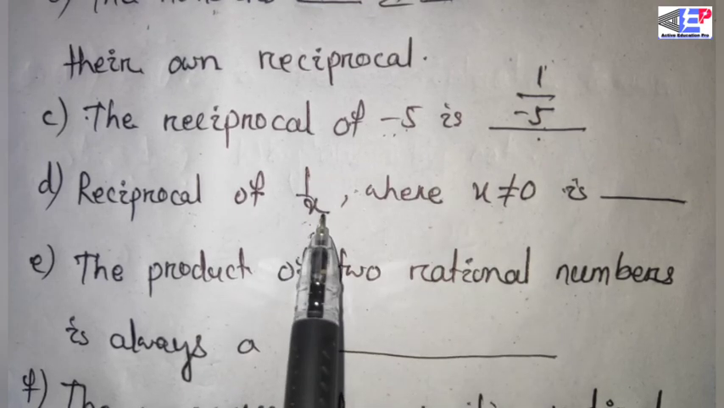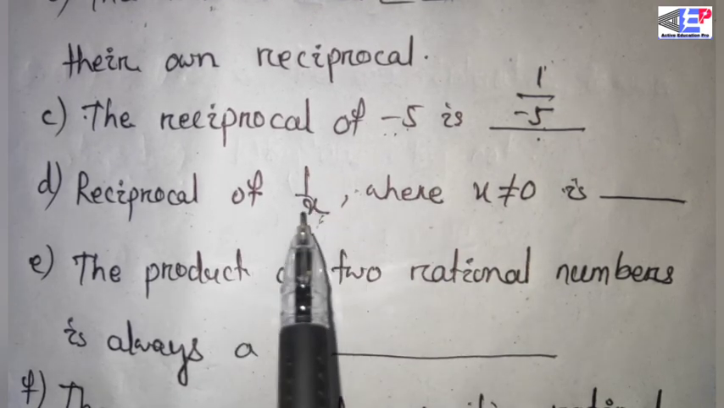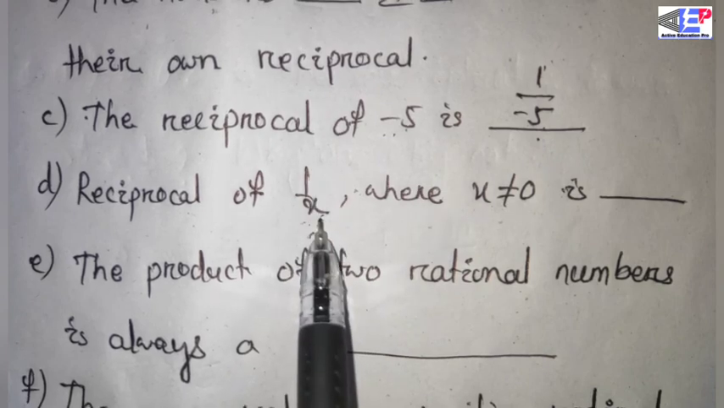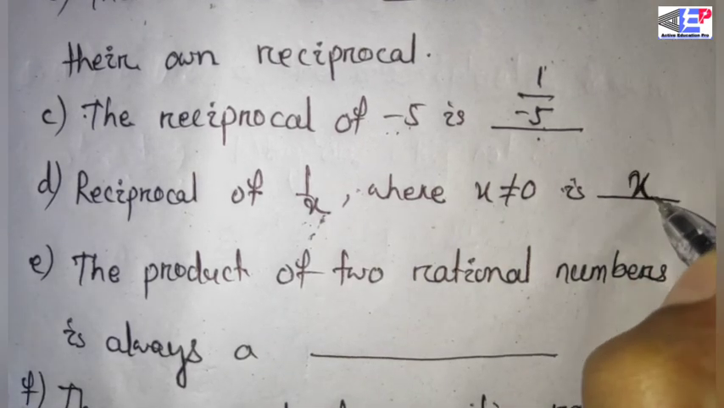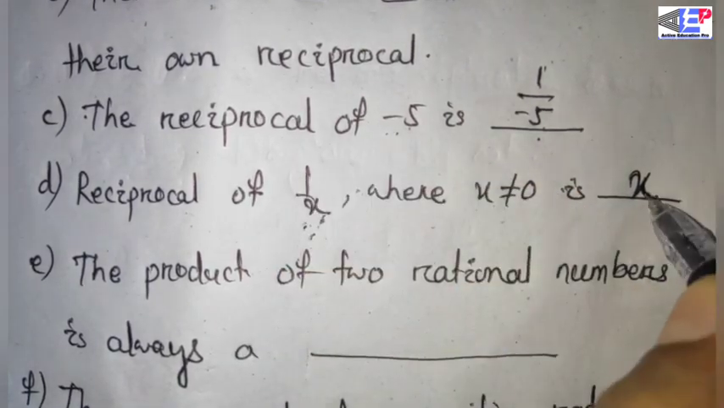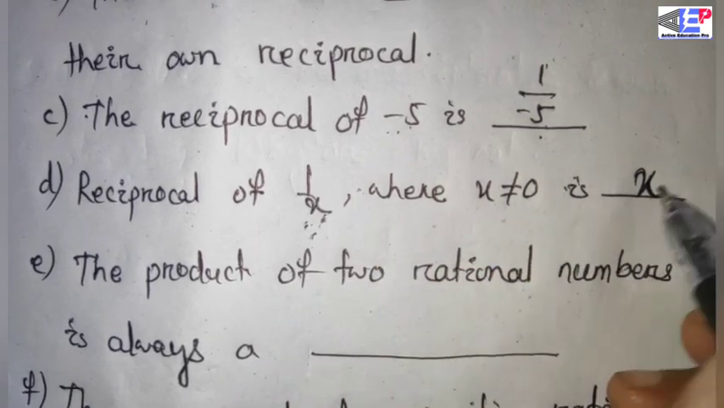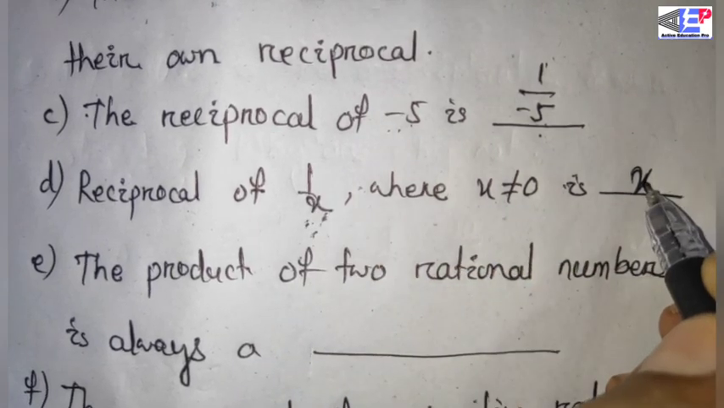So 1 by x is a rational number, and here the reciprocal of 1 by x is obtained by exchanging the numerator and denominator. The places get exchanged. So here your answer is x. The reciprocal of 1 by x is x. If you multiply 1 by x with x, then the product result will be 1.